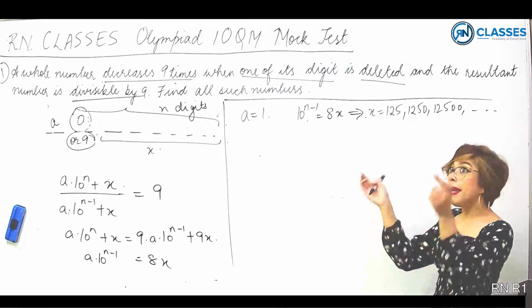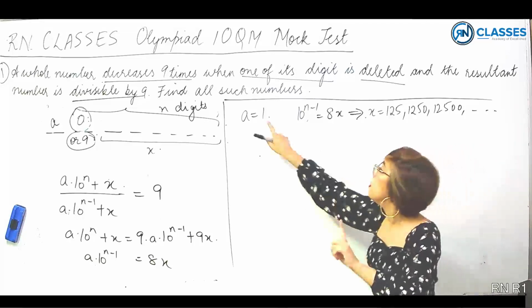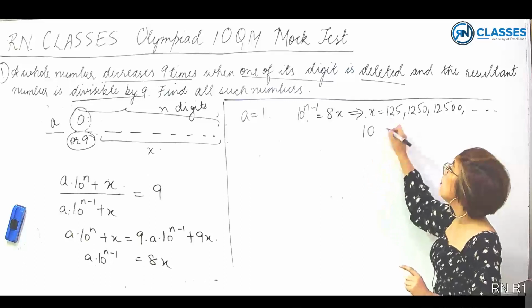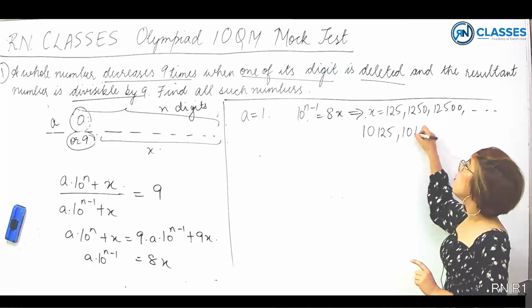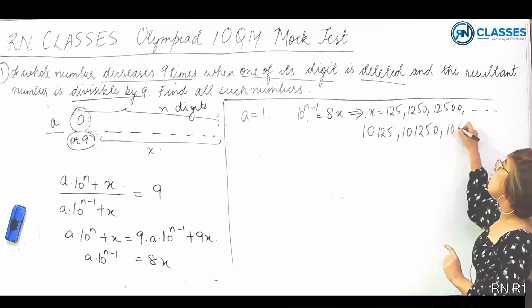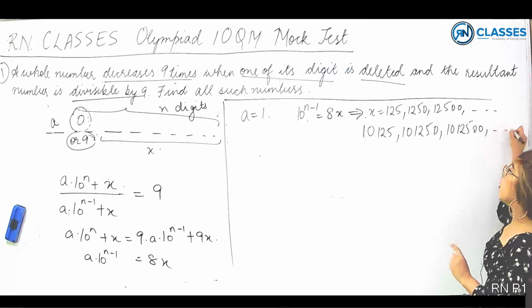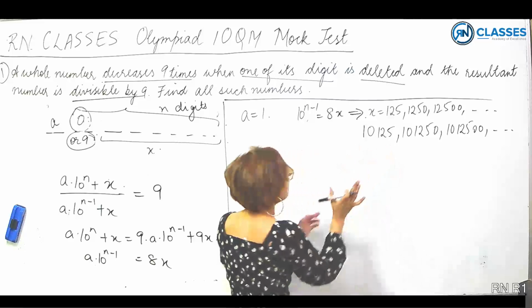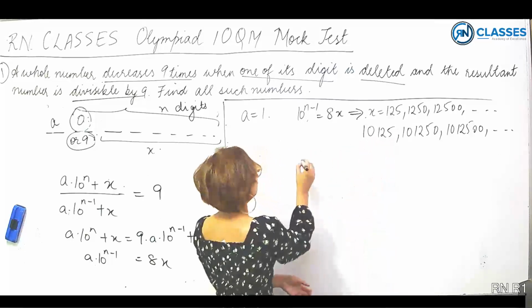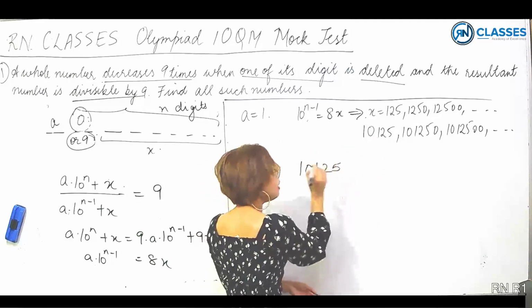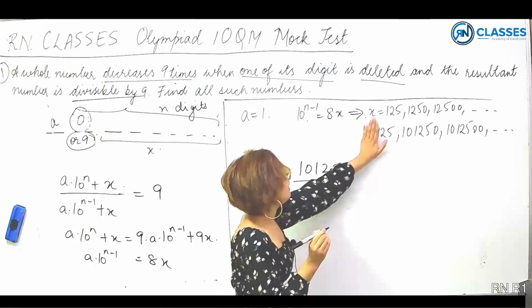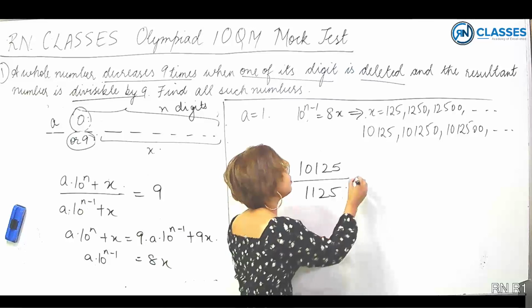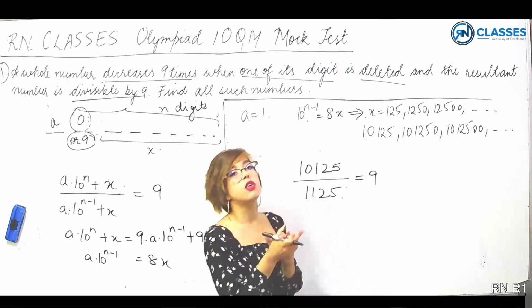Right? I need to write the number also. So my number would be 1, and the second digit is 0 because I'm considering that case: 10, 125, then 10, 1250, then 101250 and so on, because I'm increasing the number of zeros at the end. So let me check whether this satisfies the condition or not. 10125, I will divide it by the number with the second digit deleted, 1125. This should be equal to 9. Check करें. Actually it turns out to be 9.